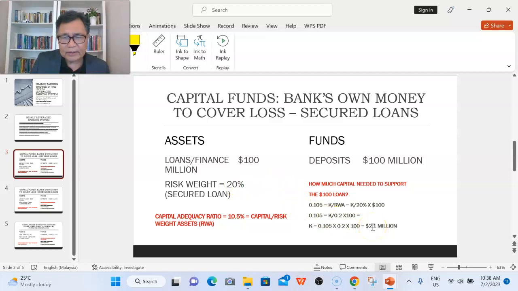absorb that losses. Okay, so we will further look into this matter by giving an example of a loan with higher risk weight. I'll see you again in the coming videos.